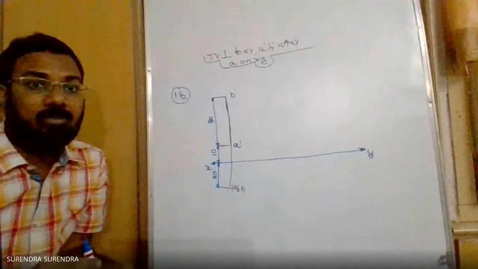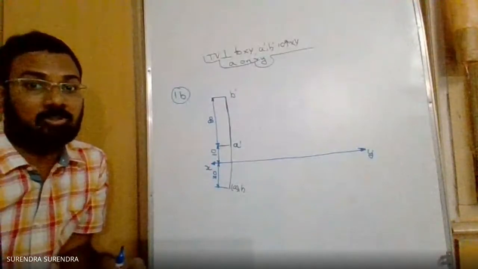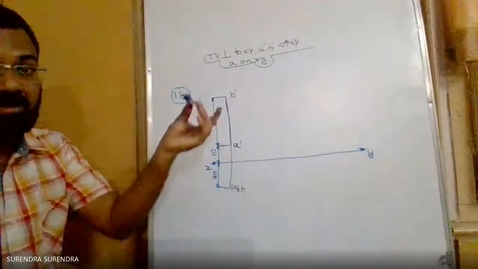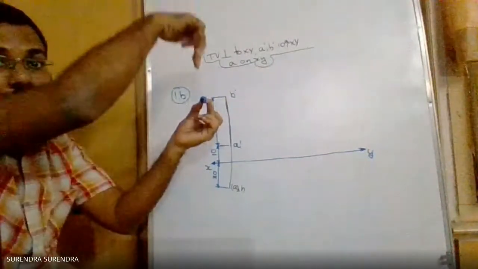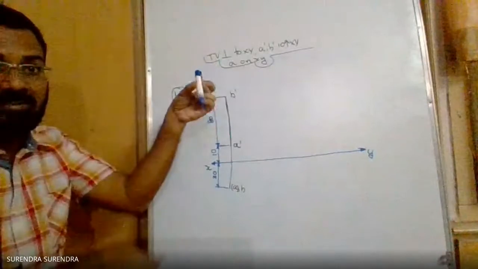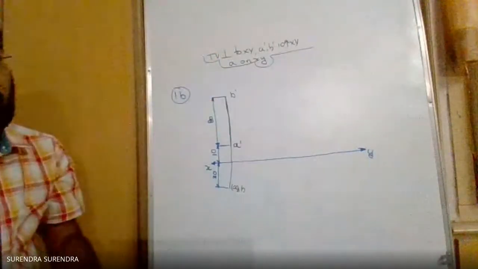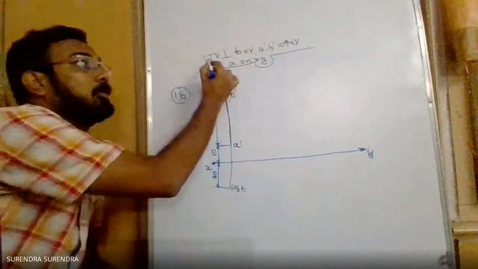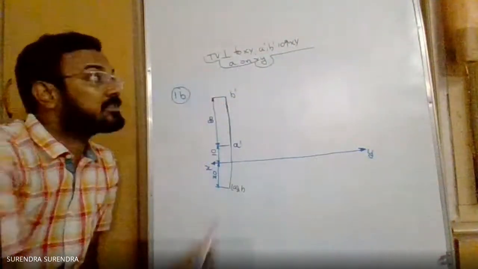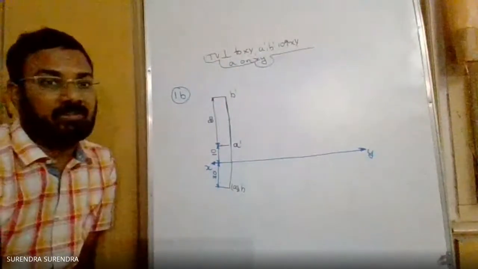In this problem, we can see the complete line length in the top view. As the line is perpendicular to the vertical plane, in the front view you can see a simple point, but in the top view you can see the complete line. So we must start the problem with the top view. How is the top view? The top view is perpendicular to XY with one point on the XY line.